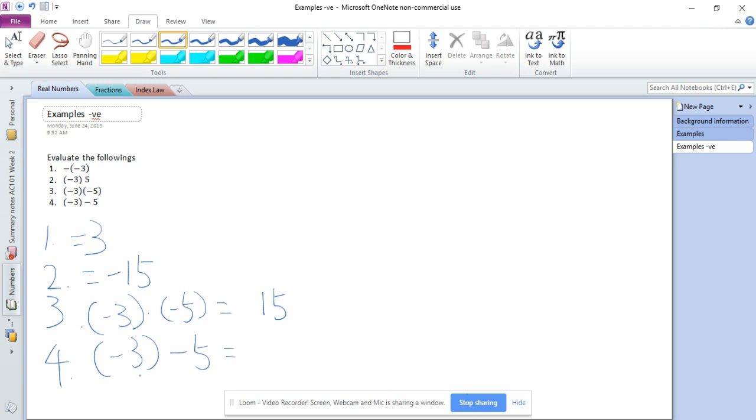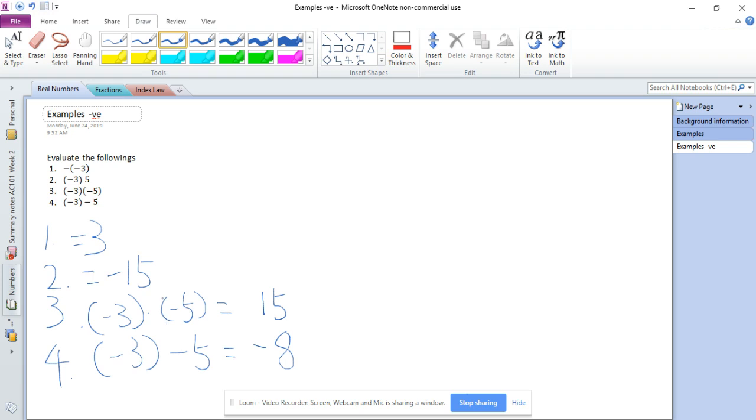Notice that number 4 does not equal number 3. Okay, so the answer for number 4 is minus 8. The interpretation is minus 3 take away 5. It's not minus 3 times minus 5. So how does the difference exist? Because of the bracket.